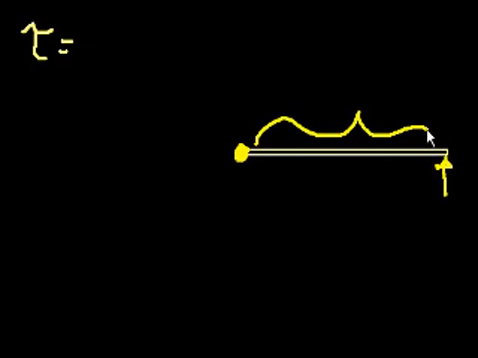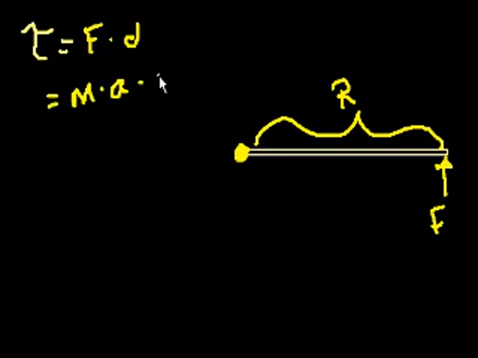Let's say the length of this arm is r, and this force is F. So we know that the torque is this force times the distance. Torque is force times the distance. And then we also know that force is equal to mass times acceleration. So torque is equal to mass times acceleration times distance.